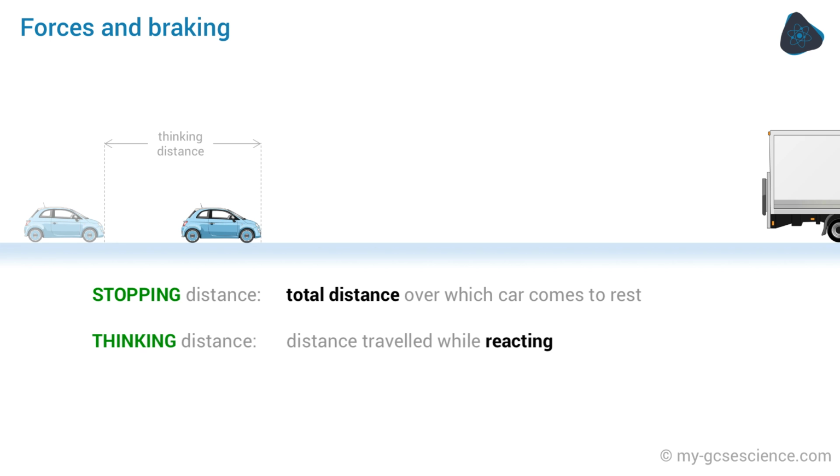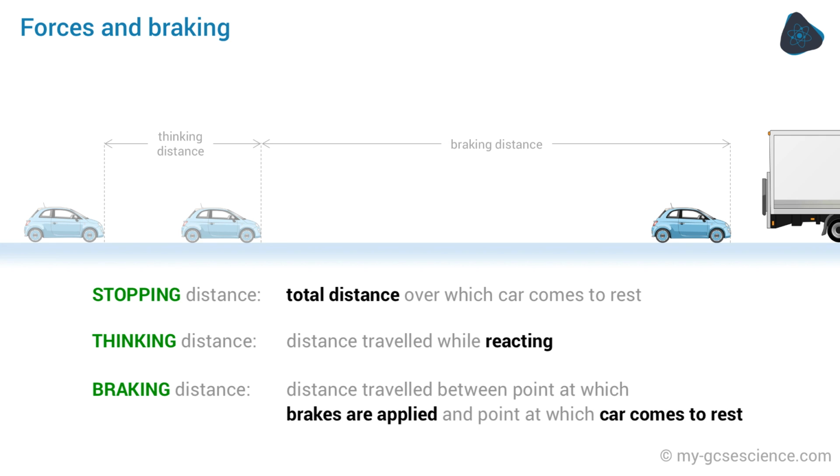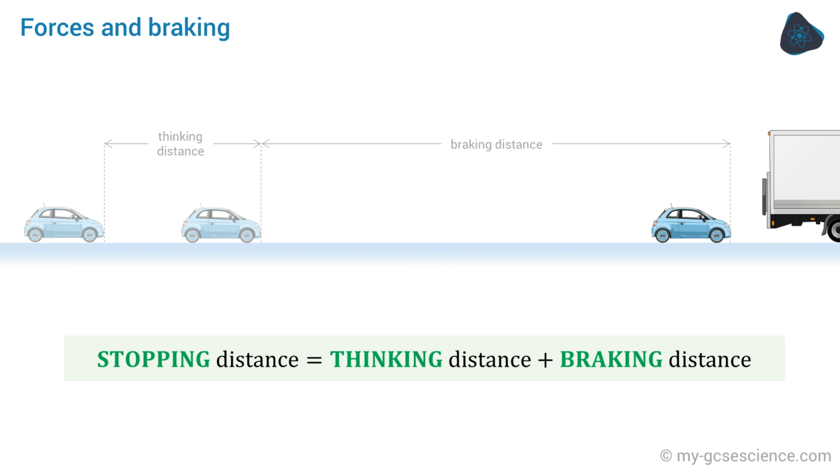The thinking distance is the distance travelled by the car while you react and get ready to press the brake pedal with your foot, and the braking distance is how far you travel once the brakes have been applied. As you might have guessed, the very simple equation which links these three distances is stopping distance equals thinking distance plus braking distance. Before we look at these distances in more detail and how they're affected by speed, let's have a quick chat about reaction times.